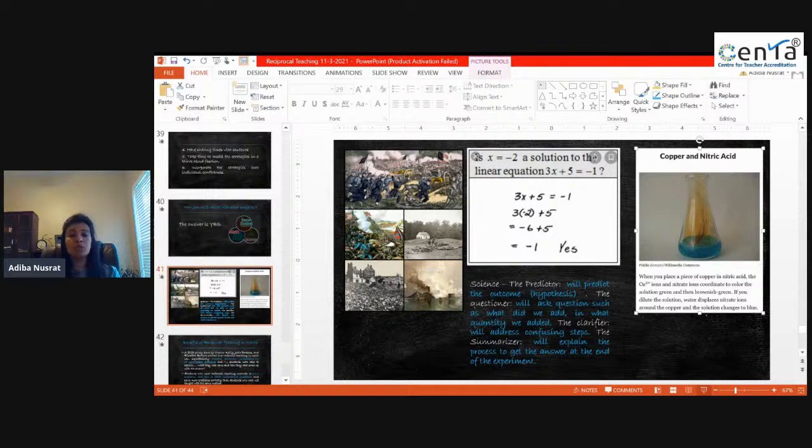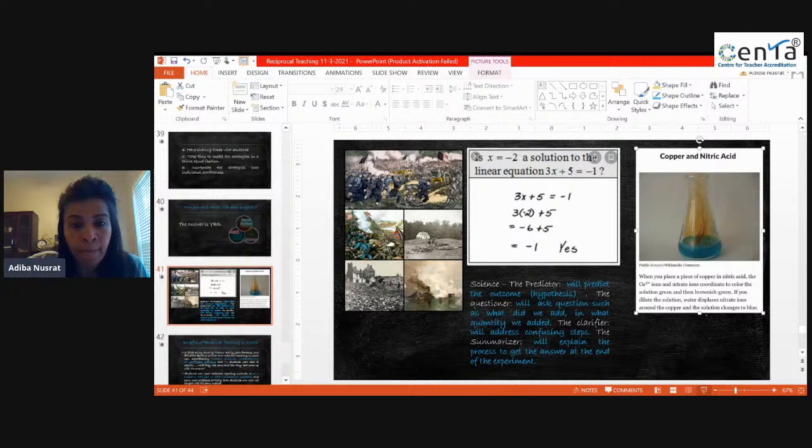And the students were able to explain their process and the answer. The students who use the reciprocal teaching method to solve problems were able to better understand questions and were able to solve problems correctly than students who were not taught with the same method.